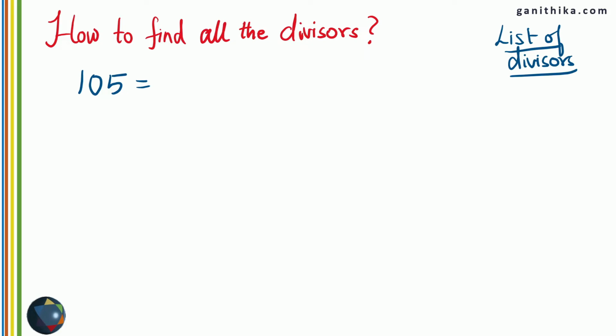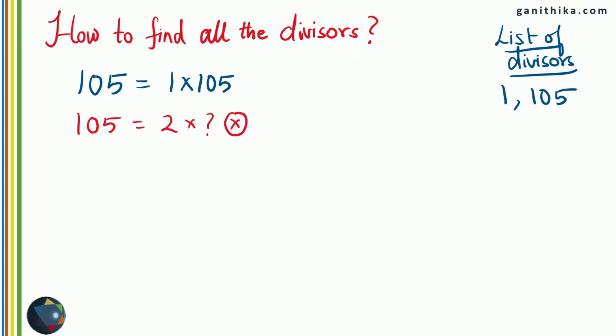The first option would be 1 times 105. So for every number, 1 and itself will be the first set of divisors. The next is to try to divide 105 by 2 and see what number you get. It's not divisible by 2, so this product is not possible. 105 divided by 3, you get 3 times 35 is 105. So 105 divided by 3 gives you 35, and 105 divided by 35 will give you 3. Therefore 3 and 35 are also divisors.